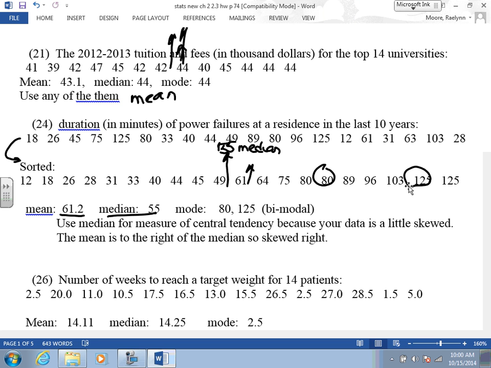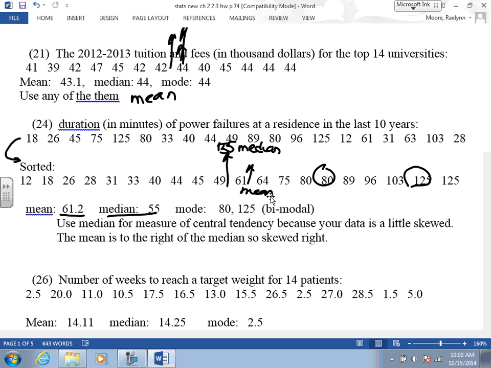So the median has a little, your data's a little skewed. Your higher numbers are skewing it a little. See where I've pulled your mean? Actually, your lower numbers might be. So here's your mean. See where it pulled your mean a little bit off of that? You had a bunch of higher numbers over there.